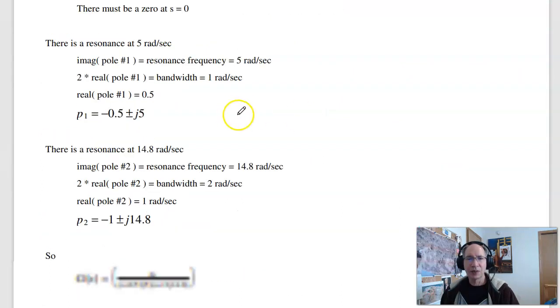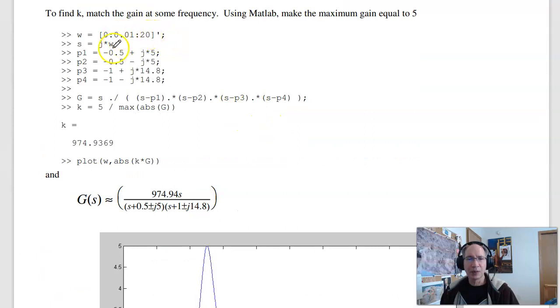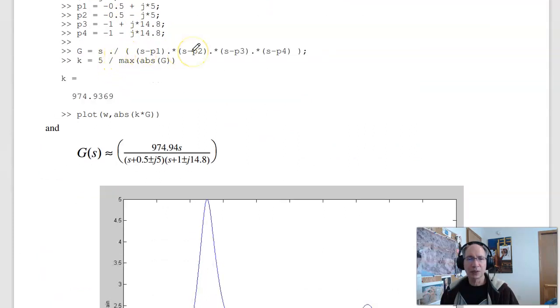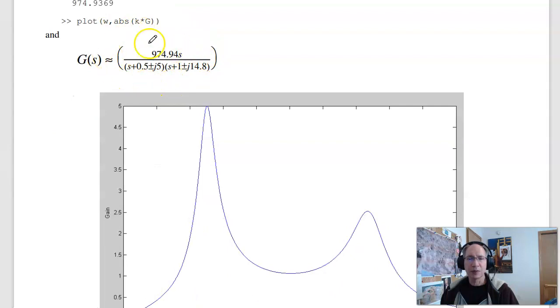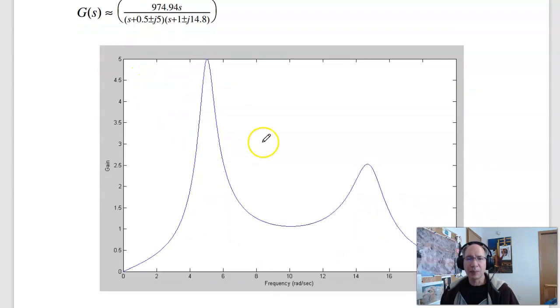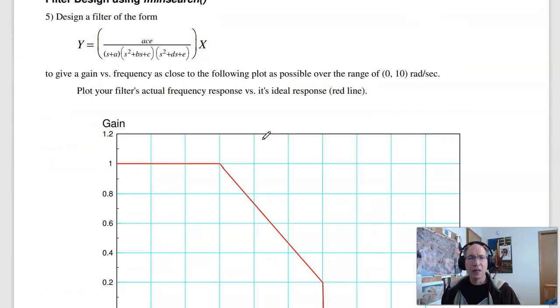If I try that in MATLAB, same thing. Here's my frequency, there's my 0, there's my poles. There's my filter. Pick K to make the maximum 5, and K is 974. So here's my filter. If I plot that in MATLAB, that looks pretty much like the other graph. Problem 3, or 4, whatever problem that was.